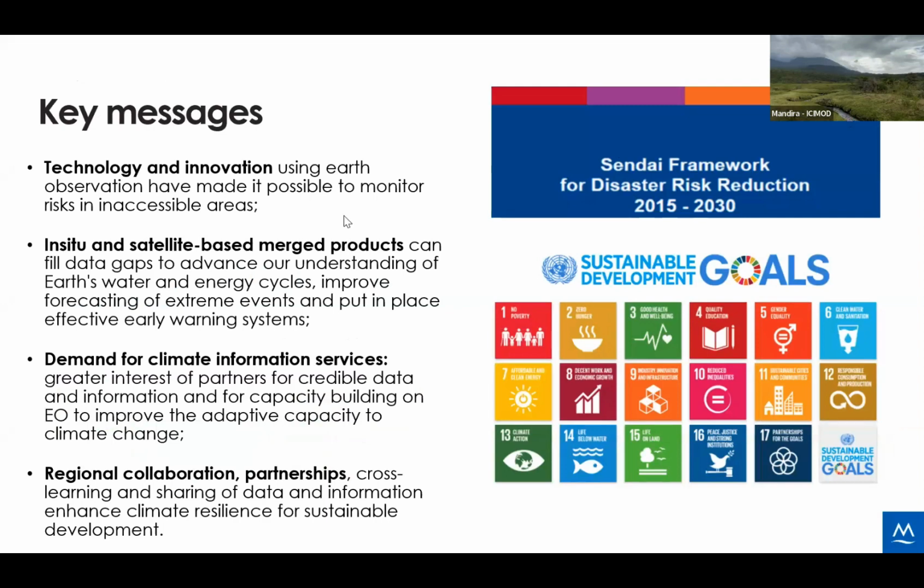So in summary, what are the key messages that we have? One is that technology and innovation is critical, particularly using Earth observations when it comes to monitoring of risks in inaccessible areas, the examples of which I already gave in Chamoli in India and in Melamchi. Then, in situ and satellite merged products. You're merging both the in situ rainfall data as well as the satellite-based data, and you come up with a more robust data set, filling in the gaps to understand what's happening for the entire water and energy cycle, improve our forecasts, improve our understanding of extreme events, and then use it for different purposes like early warning.